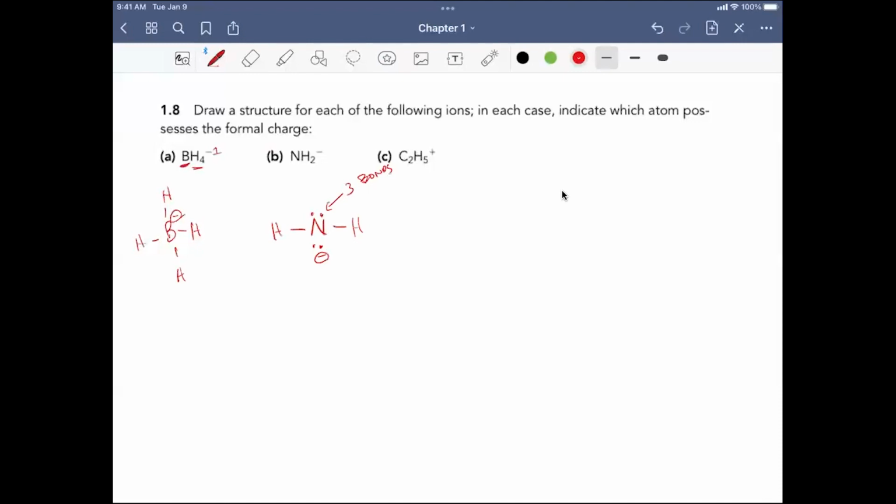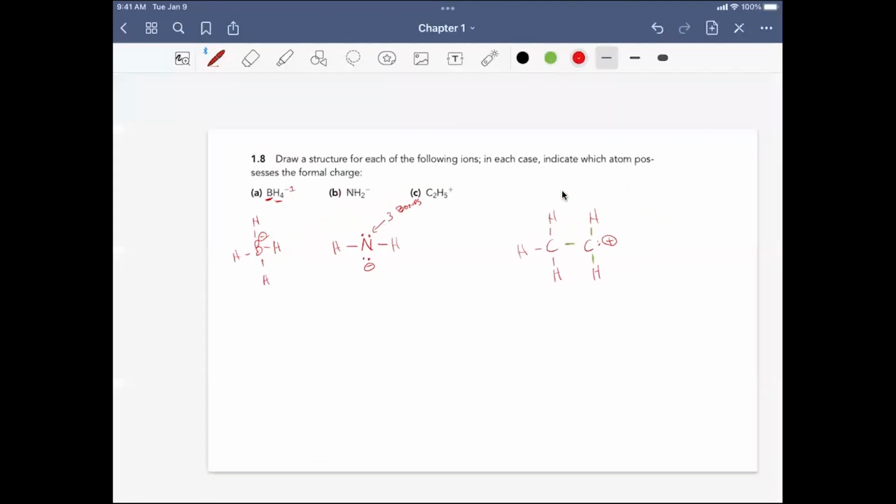This next one we have C2H5 plus. So 2 carbons, 1, 2, 3 hydrogens, 1, 2. That makes it 5 hydrogens. This carbon right here only has 1, 2, 3 bonds. So it has 2 dots right there, 1 lone pair. So I would have a plus for the formal charge, and that's why there's an ion right there. Okay.